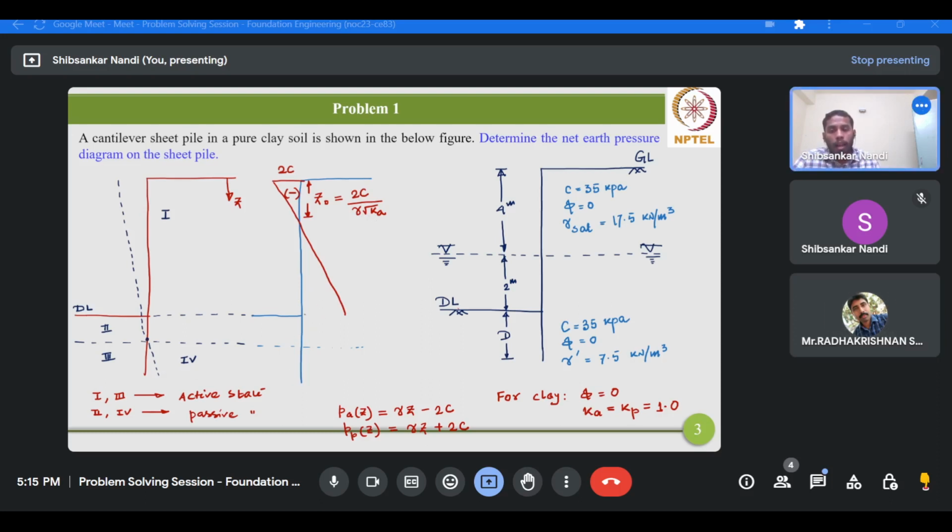Now at the dredge level and in region 1, you will have some positive value from the active side.